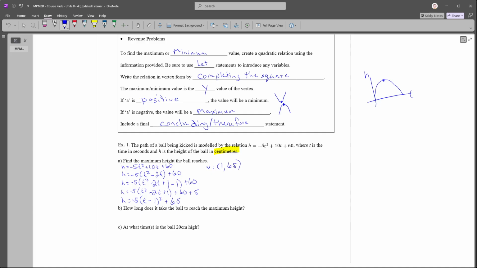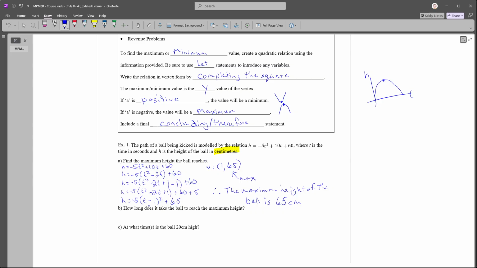What does that tell us? It tells us, remember, our maximum is the y value of our vertex. So therefore, the maximum height of the ball is 65 centimeters. That seems pretty ridiculous, but whatever. It's not our game. So that's everything we needed for the first part of the question. Our first job in all these questions is basically to use the completing the square strategy to put it in vertex form, because that's going to tell us our maximum or minimum.